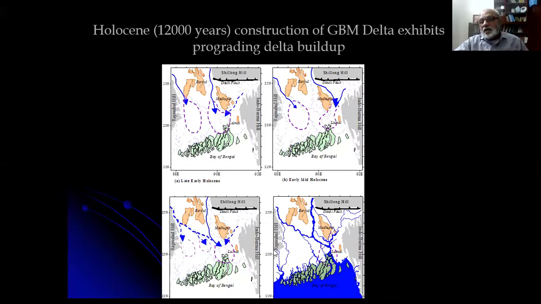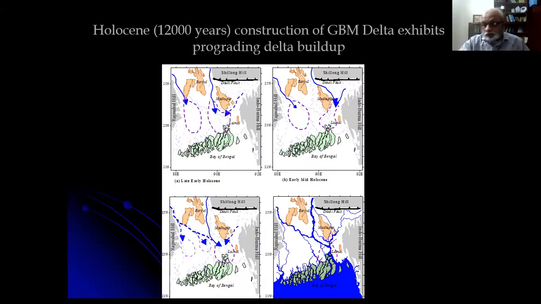Delta progradation means the delta is advancing, and since the delta is advancing, the sea is retreating. So the land is emerging, the delta is extending further south, and a lot of islands are coming up, and it has attained the present position like this. But this process has not ended; it is still going on.